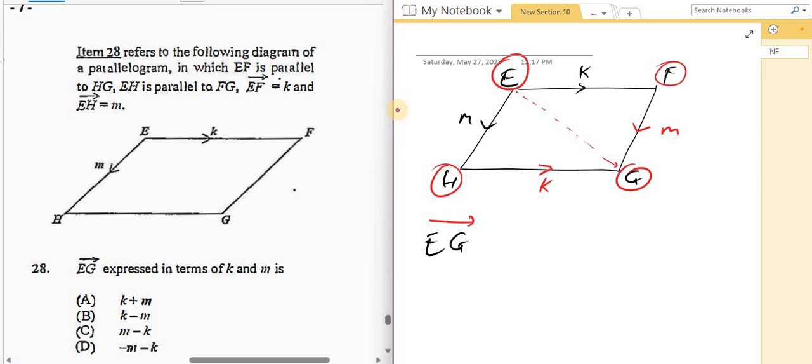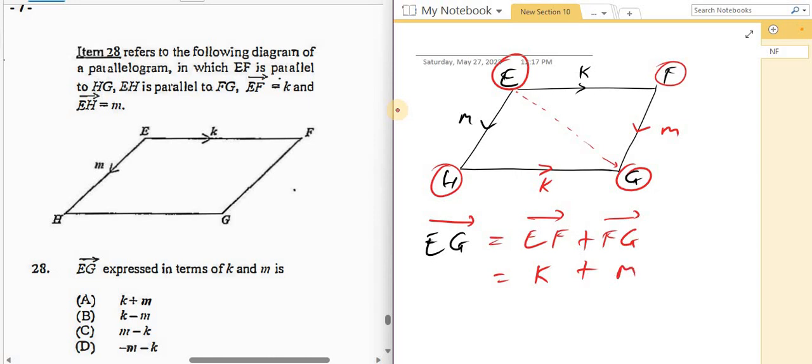So let's go. We want to go from E to G. We can take two routes. We can go from E to H and H to G, or we can go from E to F and then F to G. Right. So where do you want to go? E to F? Sure. And then F to G. Remember, you stop at F now, so you have to go from F to G. What's E to F? K. And what's F to G? M. If you had done it the other way, it would be the same thing.